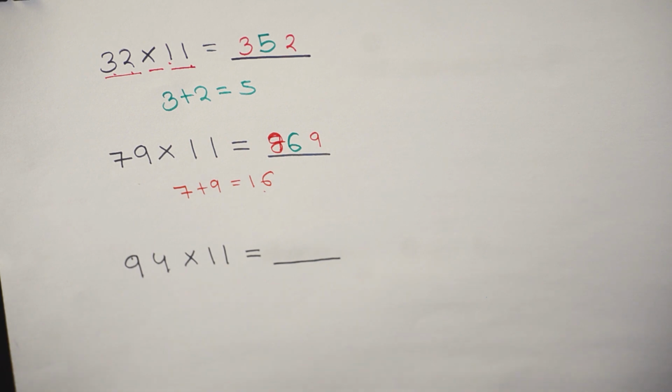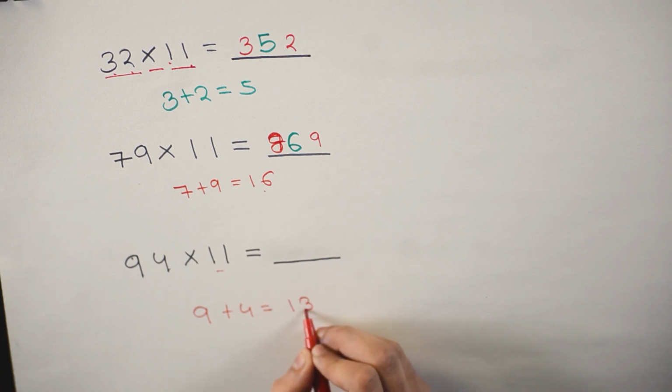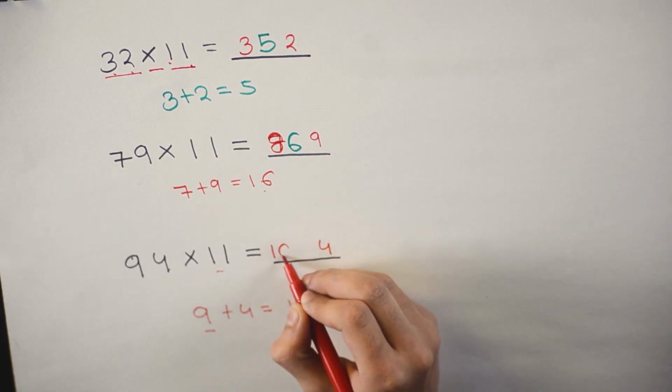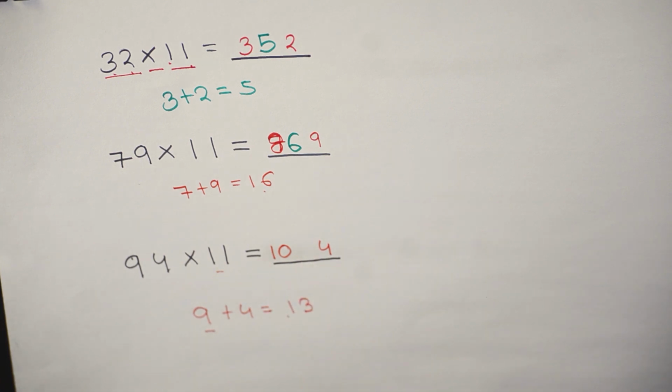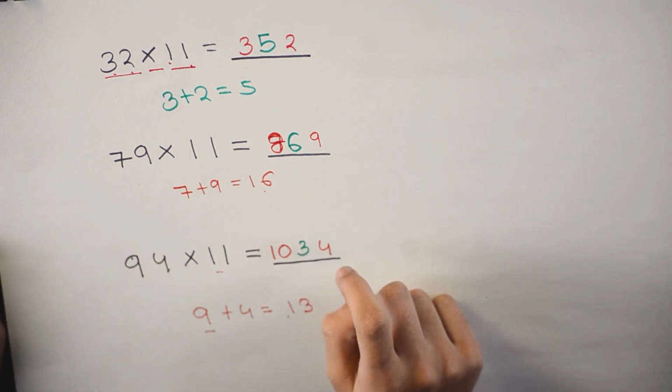Now for our last operation, we are having 94 multiplied by 11. So for this one also, first we are going to find out the sum and then we are going to write the numbers. So 9 plus 4 comes 13. So 4 is going to be placed as usual, but 1 is going to add up with 9 and is going to make 10 in place of 9. And in the middle blank, as usual, it is going to come 3. So if you are also having any problems regarding this operation, let me know in the comment section below.